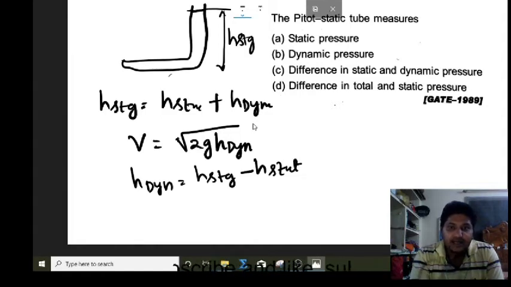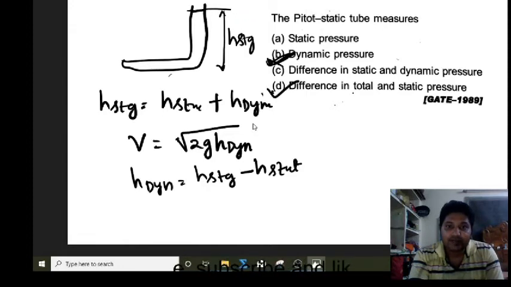I think this is the correct option. This is actually dynamic. So the difference between static and dynamic is not possible. Is it the difference between total and static pressure? This is also no. Yes, maybe this one is correct.